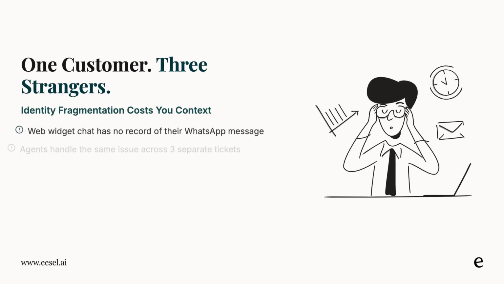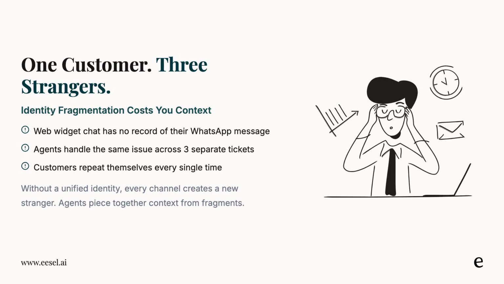Without unified identities, agents handle the same issue across three separate tickets. Customers repeat themselves every single time, and the web widget chat has no record of the WhatsApp message. Every channel creates a new stranger. Agents piece together context from fragments. And that's not a support experience, it's a frustration loop.